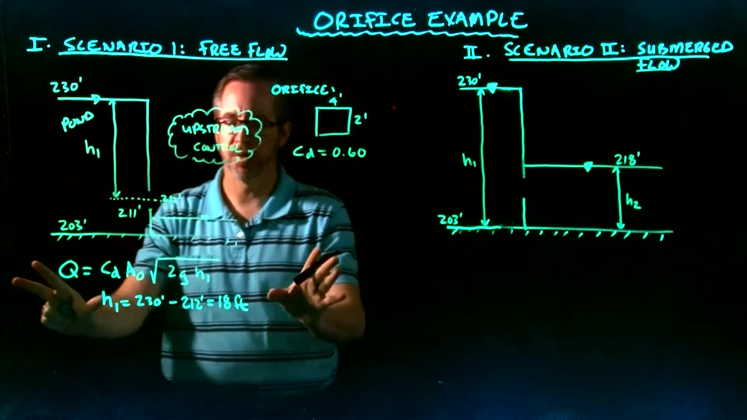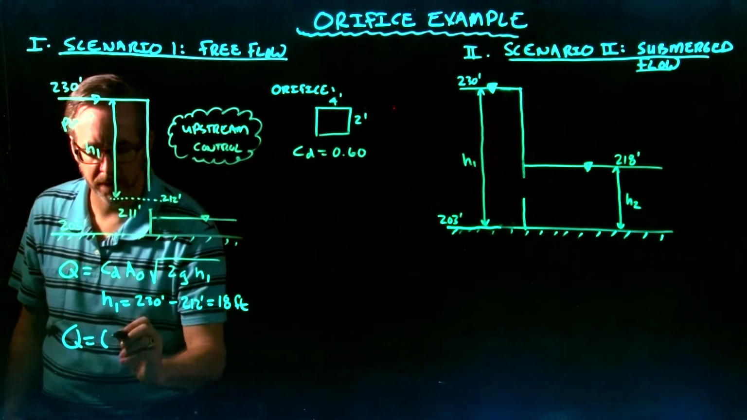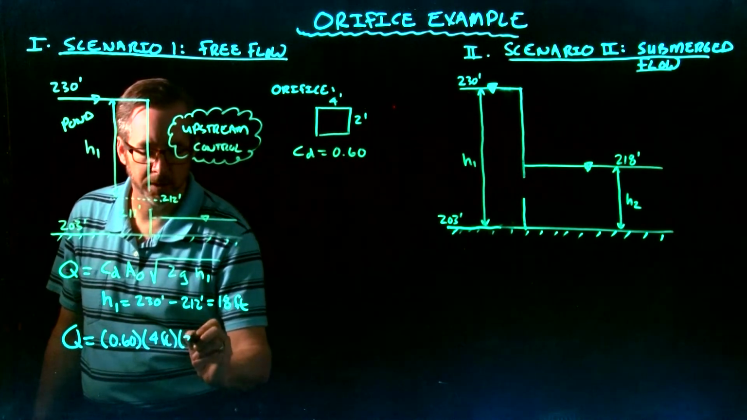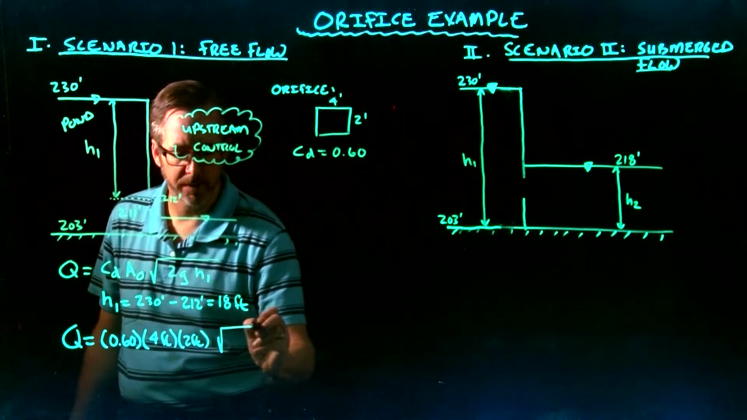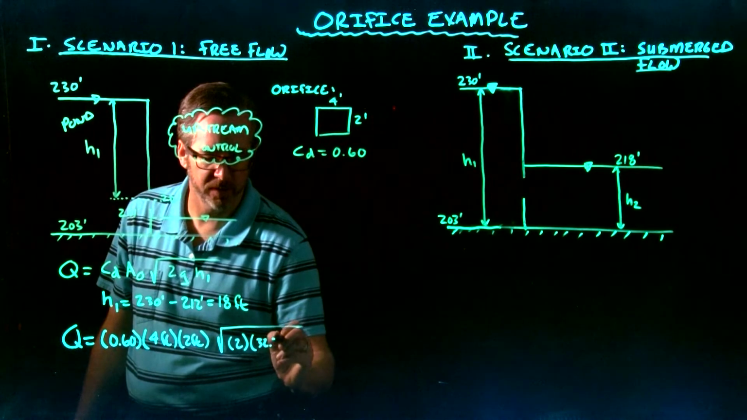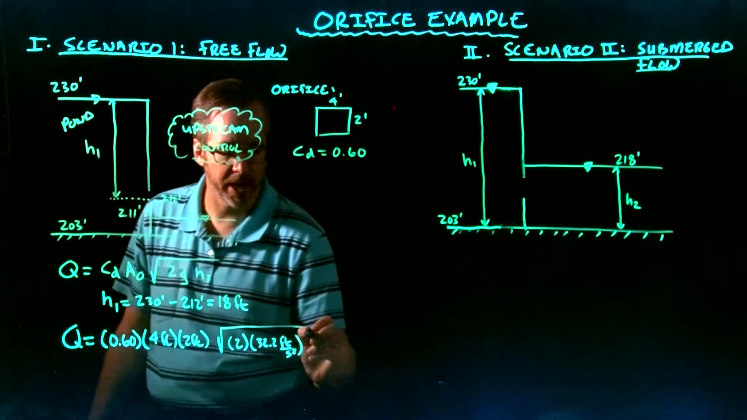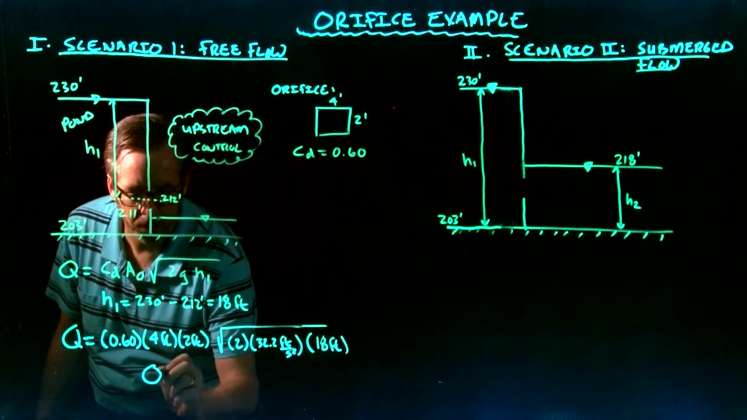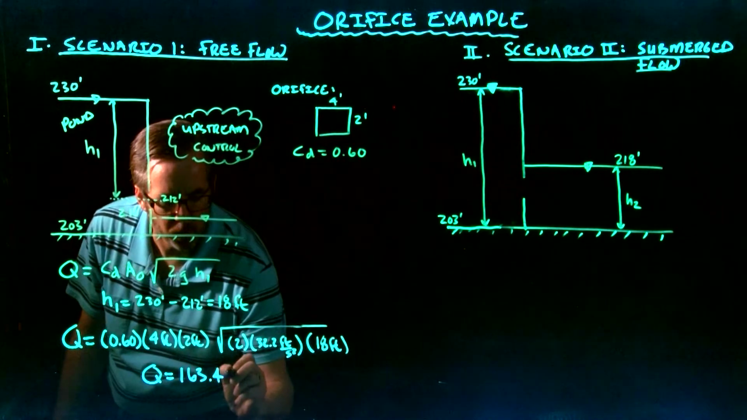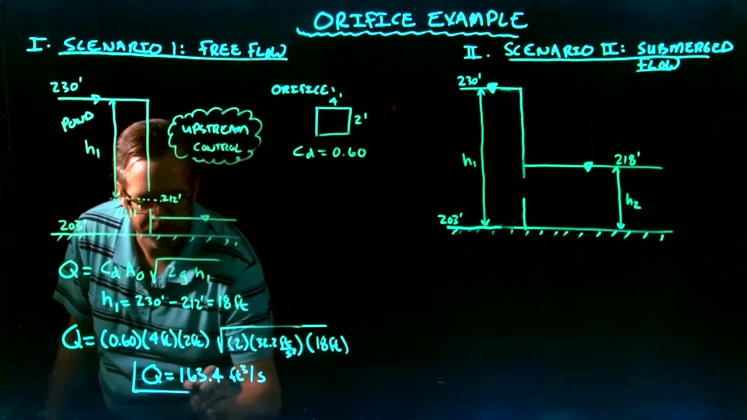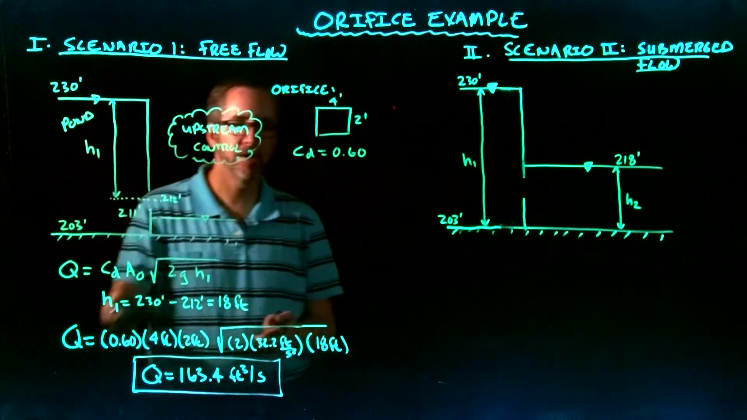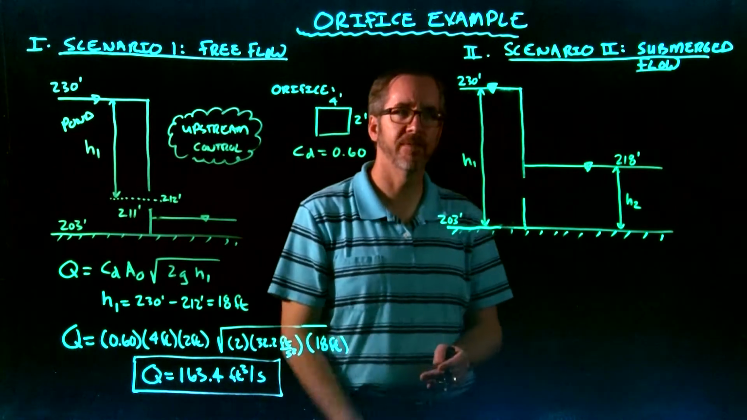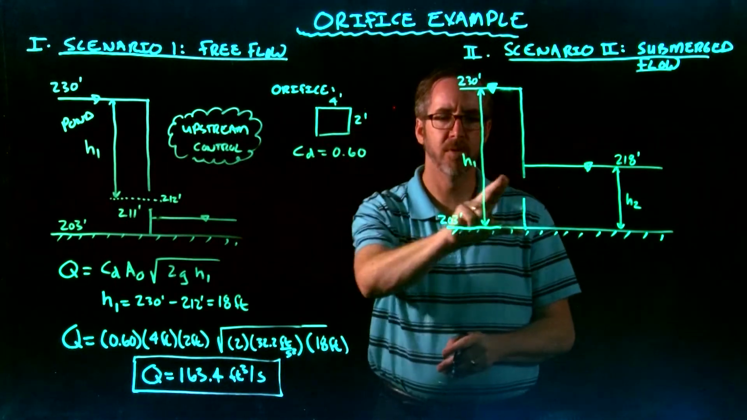All right, so moving on with the equation, flow is equal to the coefficient of discharge of 0.6, times the area of the orifice, a 4 foot by 2 foot rectangular orifice, times the square root of 2 times g, which in English units is 32.2 feet per second squared, times our 18 feet right here. And this gives us a final flow of about 163.4 cubic feet per second. So under the free flow scenario, in which everything's being controlled upstream and there's nothing downstream hindering its flow, we expect about 163 CFS.